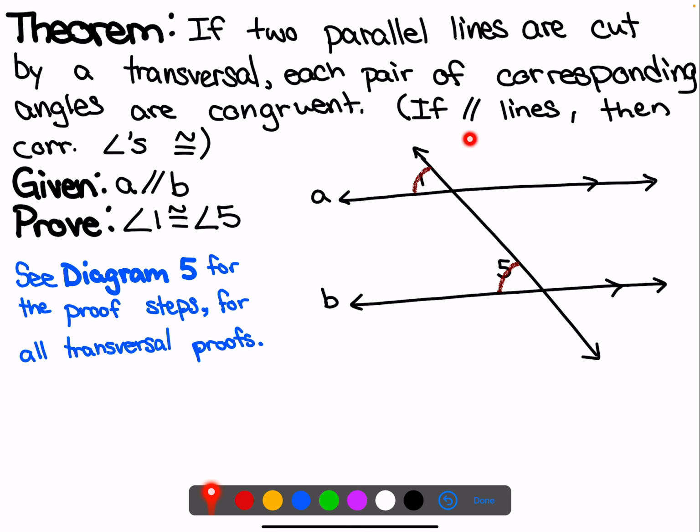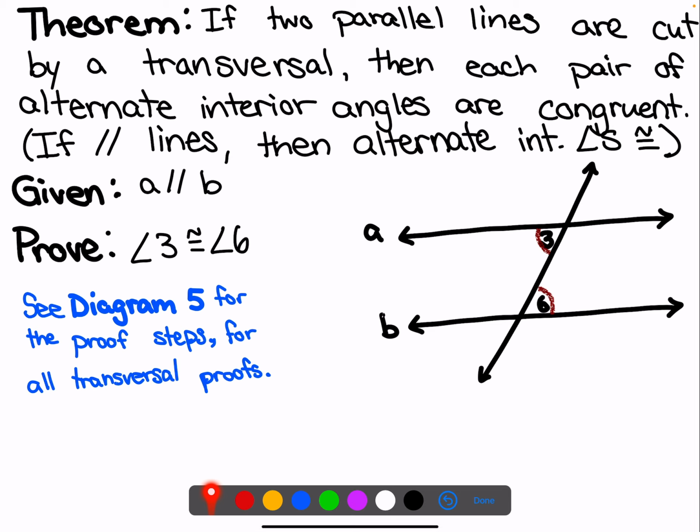Likewise, if you see parallel lines from now on, you can know that corresponding angles will also be congruent. We can see that in that diagram 5 that we did a couple slides back. If you looked at any of the corresponding angles, they are all congruent to each other.